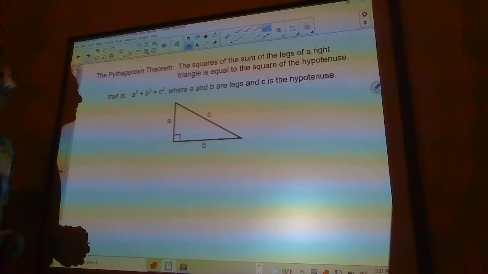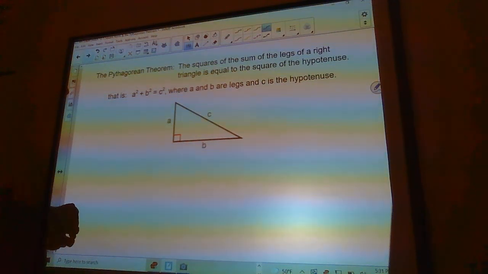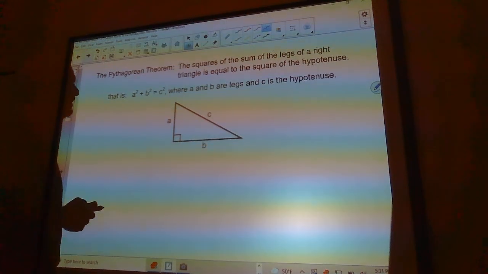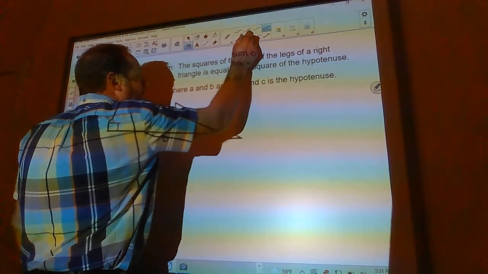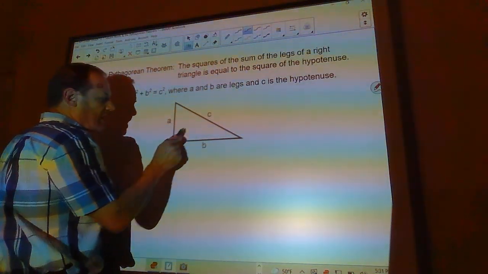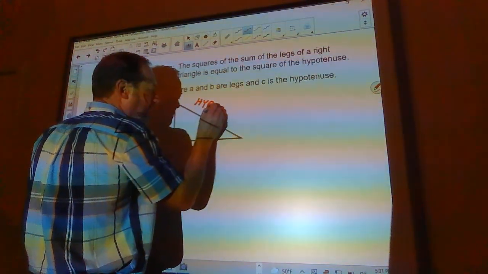Okay, the Pythagorean Theorem. So the sum of the squares of the legs of a right triangle is equal to the square of the hypotenuse. Okay, so here's the thing. The first thing you need to be able to do is identify the sides of a right triangle. Always identify the hypotenuse first. So that's the side that's always across from the 90-degree angle. So here's my hypotenuse.